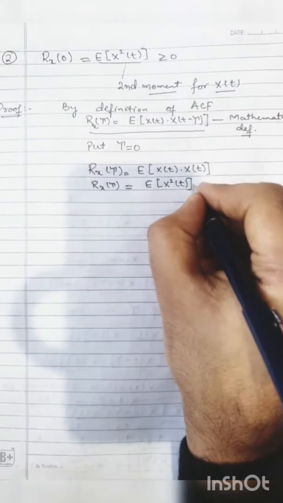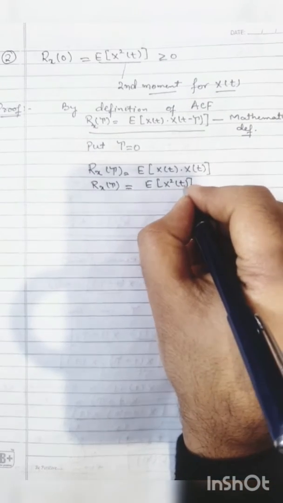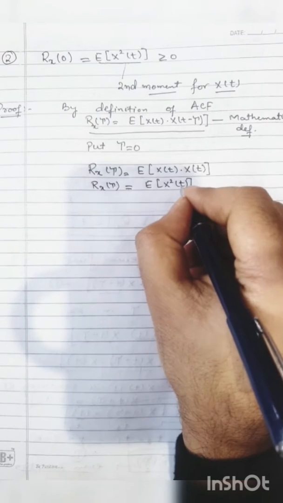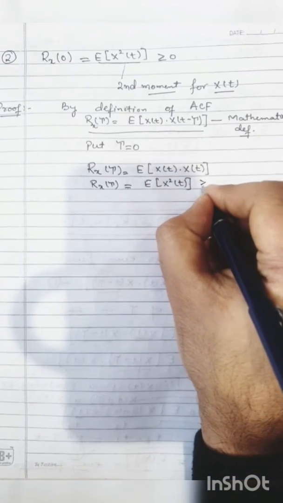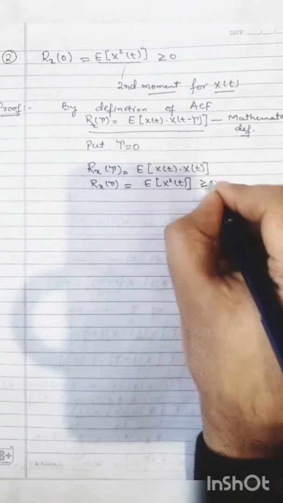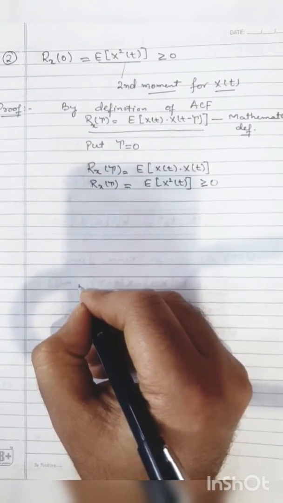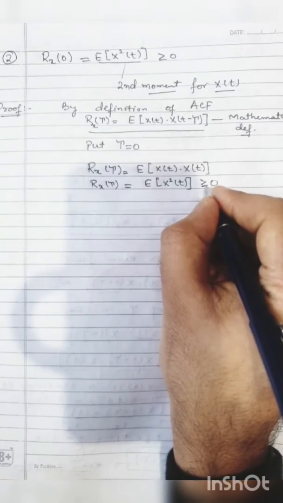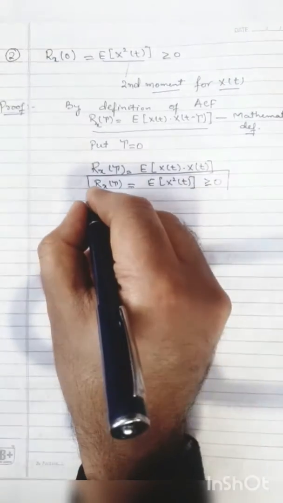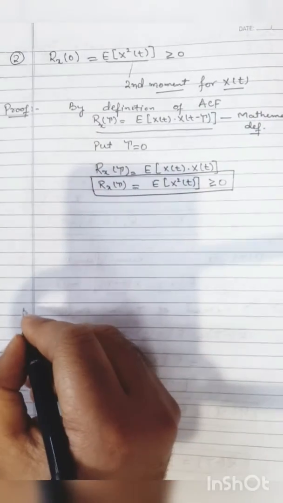Now this value, since this is a second moment function for the random process X(t), will always be greater than or equal to 0. Obviously this will be some positive value, so that's why I have written here that this should be greater than or equal to 0. Done. So this is the proof for the second property.